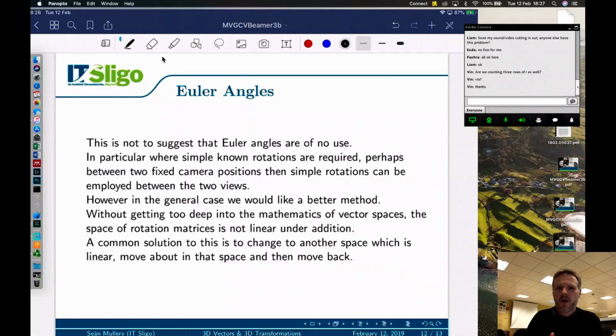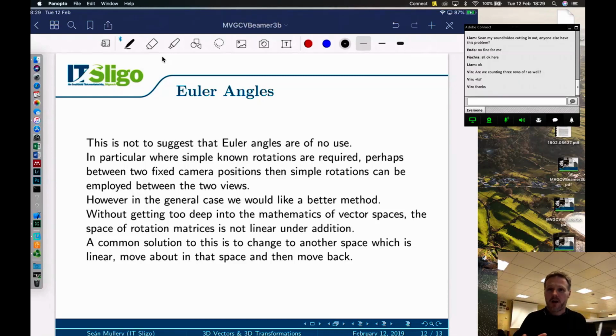So in particular, where simple known rotations are required. Let's say, for example, you have two fixed cameras and you know the angle in between them. In many cases, two fixed cameras don't move in any way on the Z and they don't move in any way on the X. They might only move on the Y or something like that. In those cases, the Euler angles can be very useful for figuring out where one thing will be in one view and one thing will be in the other view.